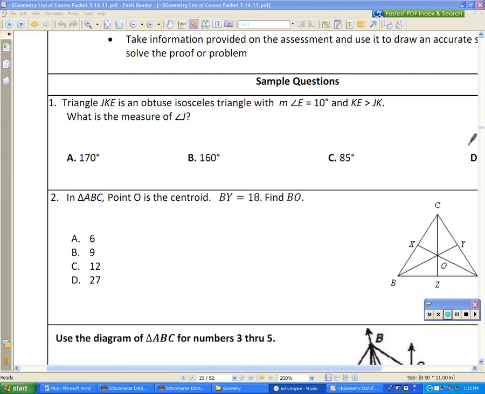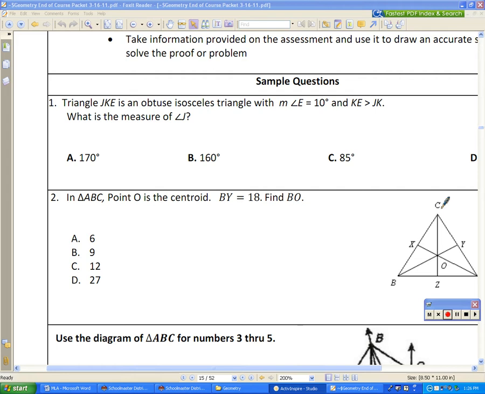The measure of angle E equals 10 degrees. That obviously can't be the vertex angle, right? So I'm going to call this one down here E and say that's 10 degrees. And then we know that KE is greater than JK. So does the K go here or does the K go here? Right there. Why? Because this side's bigger because it's across from the obtuse angle, right? So this has to be K, and this is J.